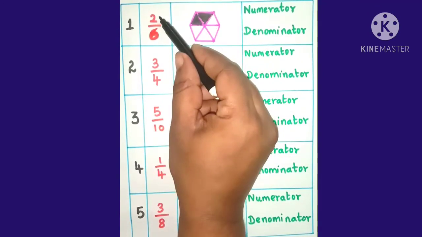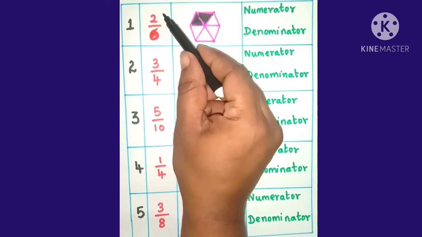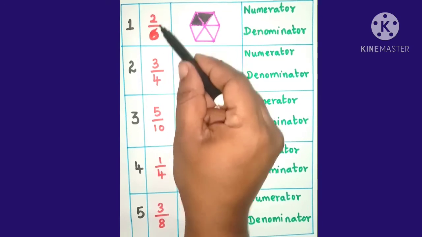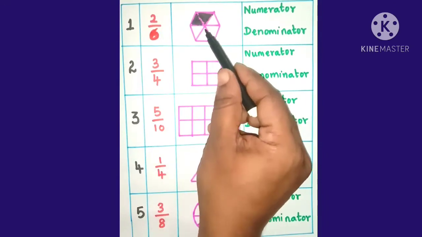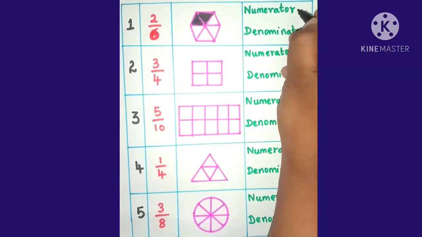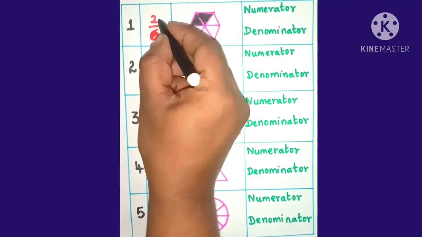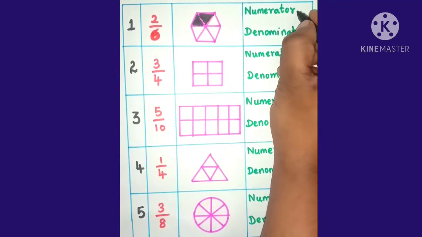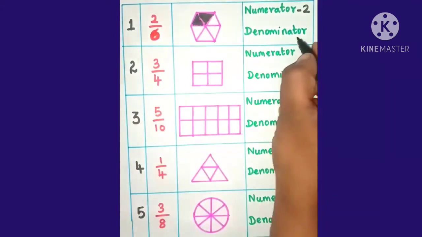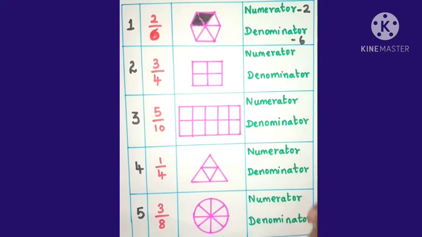So, 2 represents the shaded portion and here 6 represents the total number of parts. And here numerator, the top digit in the number, is called the numerator. So 2 is the numerator and 6 is the denominator.